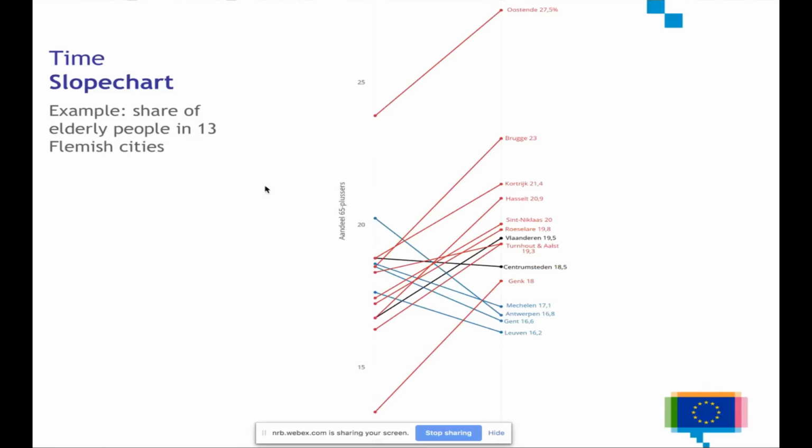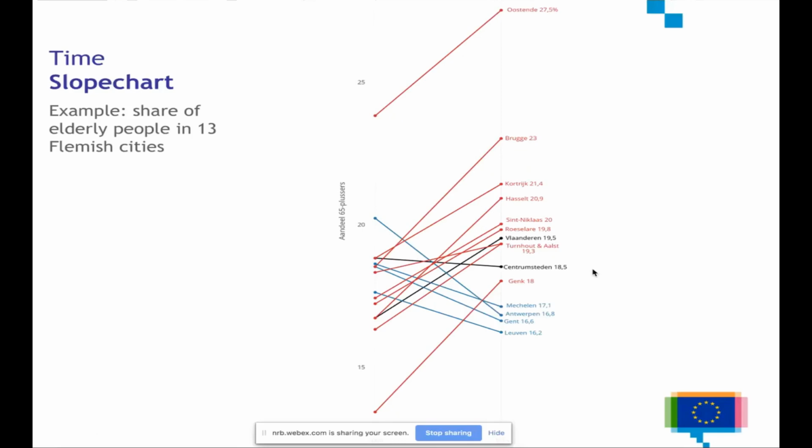So I also played with color here. The blue lines going down are the cities that have a share of older people that's lower than what it was some years ago. And you can clearly see that we now have a nice ranking on the right, and you can add the labels there for the cities and also the data labels. So a slope chart can be a very nice way of showing the trend between two moments in time.